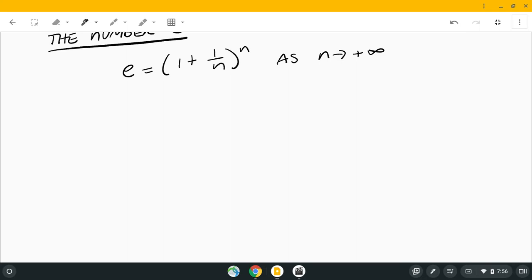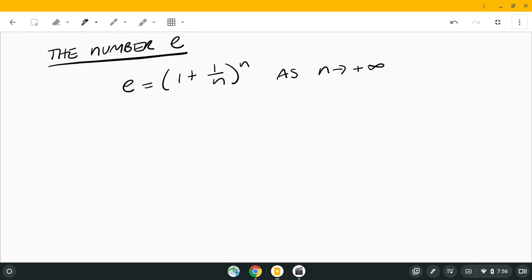When you plug in 1,000, you'll get like 2.716. And then you plug in 10,000 for n, and you get 2.718. And then you plug in 100,000 and you get 2.7182, and then 1,000,000 and you still get 2.71828, so it starts to taper off right around 2.718. Okay, and that number that it tapers off at, that's what e is.